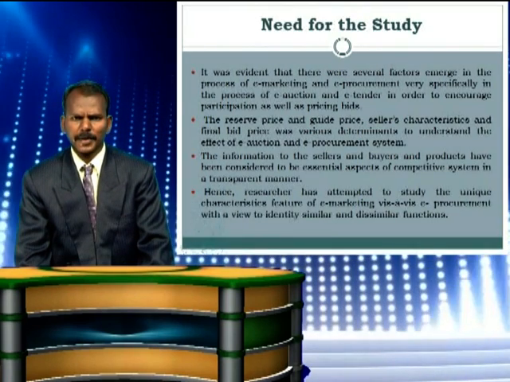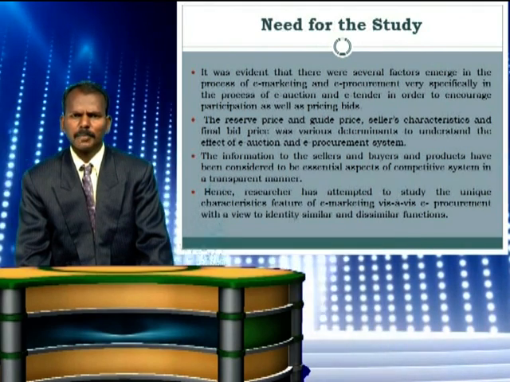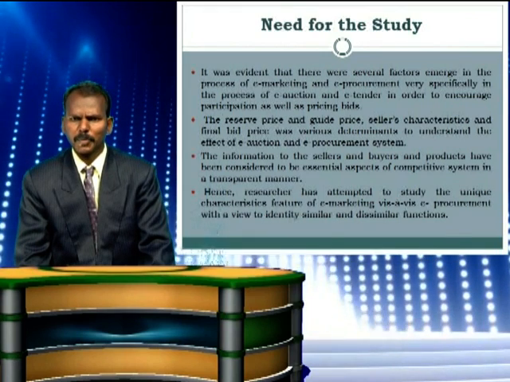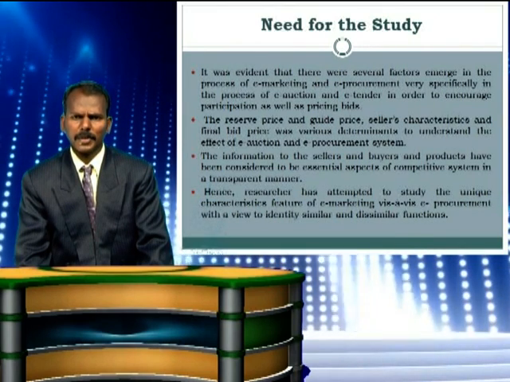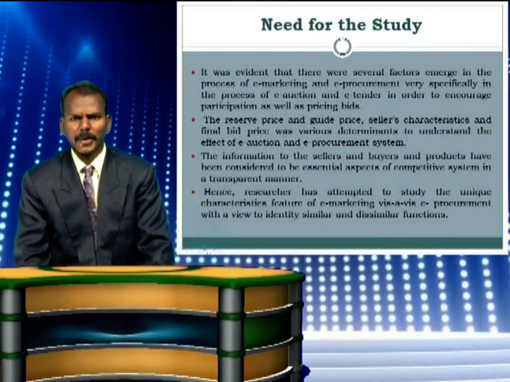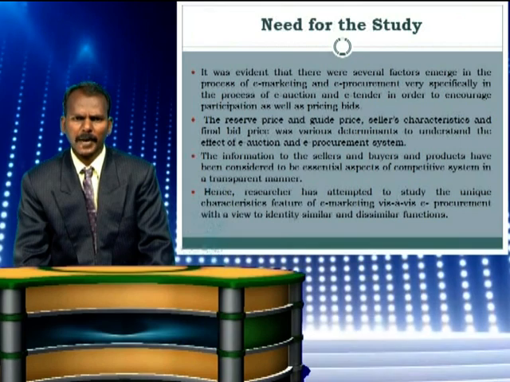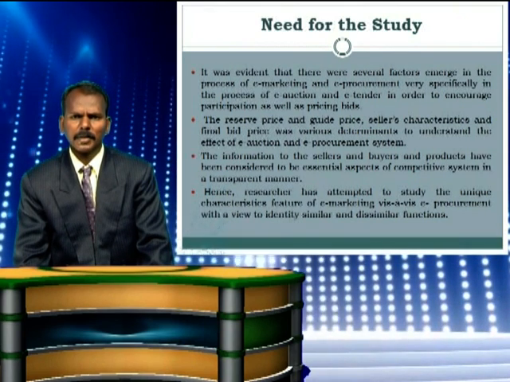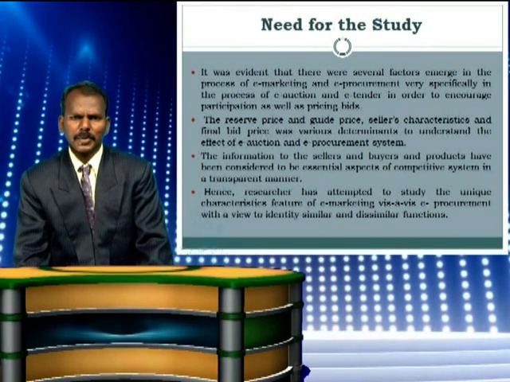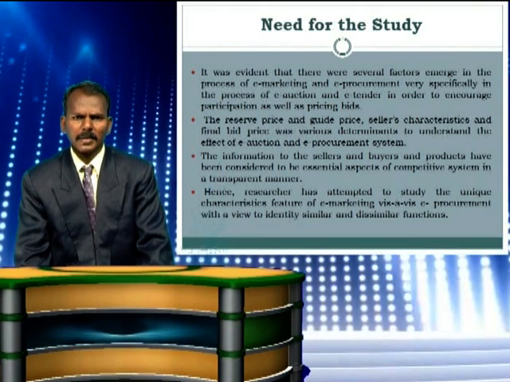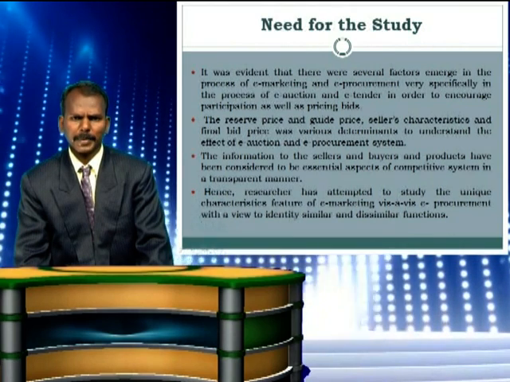Next one, need for study. It was evident that there were several functions emerging in the process of e-marketing and e-procurement, very specifically the process of e-auction and e-tender, in order to encourage participation as well as pricing bids. The reserve price and guide price, seller characteristics and final bid price were various dimensions to understand the effect of e-auction and e-procurement systems. The information to the seller and buyer and the product have been considered essential aspects of a competitive system in a transparent manner.